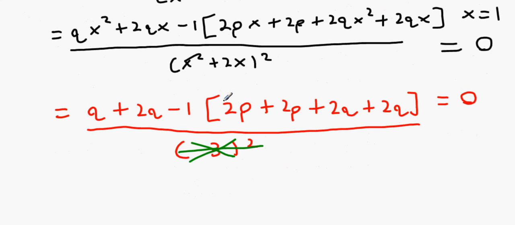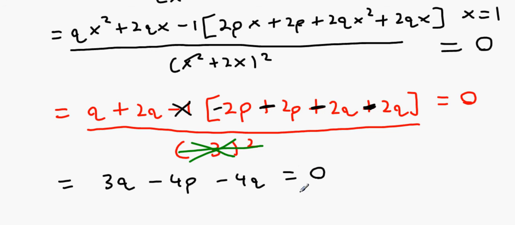Okay? So we're going to multiply everything by minus inside the bracket. So we're just going to come in here with a black pen and we're going to change the sign. That's going to become a minus. This one here is going to become a minus. This will be a minus. And this one will be a minus. Okay? So what we're going to have is 3q minus 4p minus 4q equals 0. And what that's going to leave me with is minus 1q minus 4p equals 0.